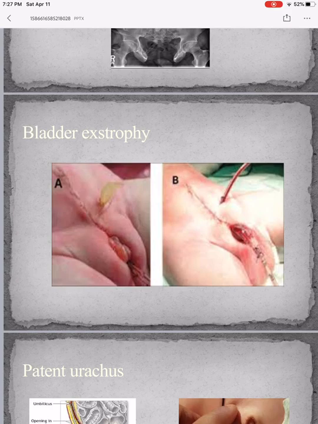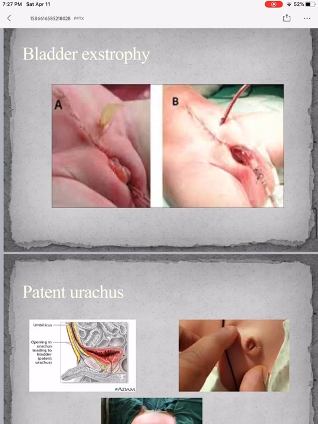And all those patients will develop reflux disease. 100% they will develop reflux. Therefore, the second stage would be the epispadias repair at the age of 6 months to 1 year, and the third stage, at the age of 4 to 5 years, is bladder neck reconstruction and anti-reflux surgery.